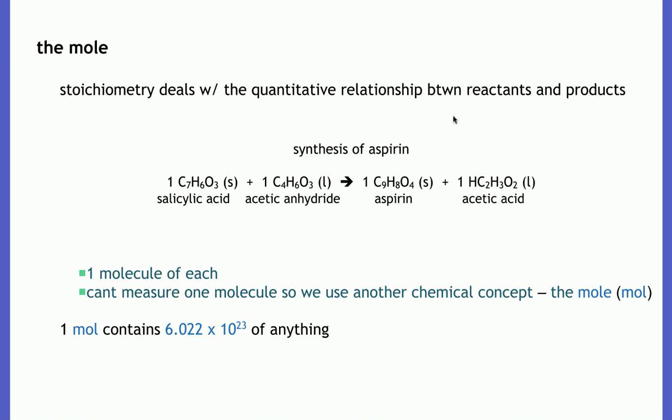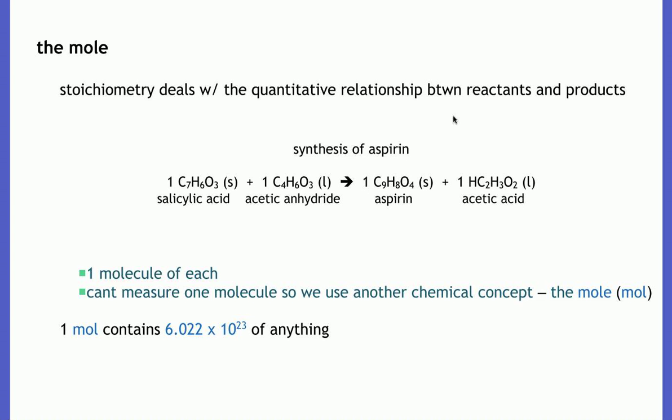Now that we have our balanced chemical equations, we need to know what to do with them. And so that's when we jump into this new concept, the mole. So we're going to start doing some stoichiometric problems. Stoichiometry is just dealing with relationships quantitatively between reactants and products.